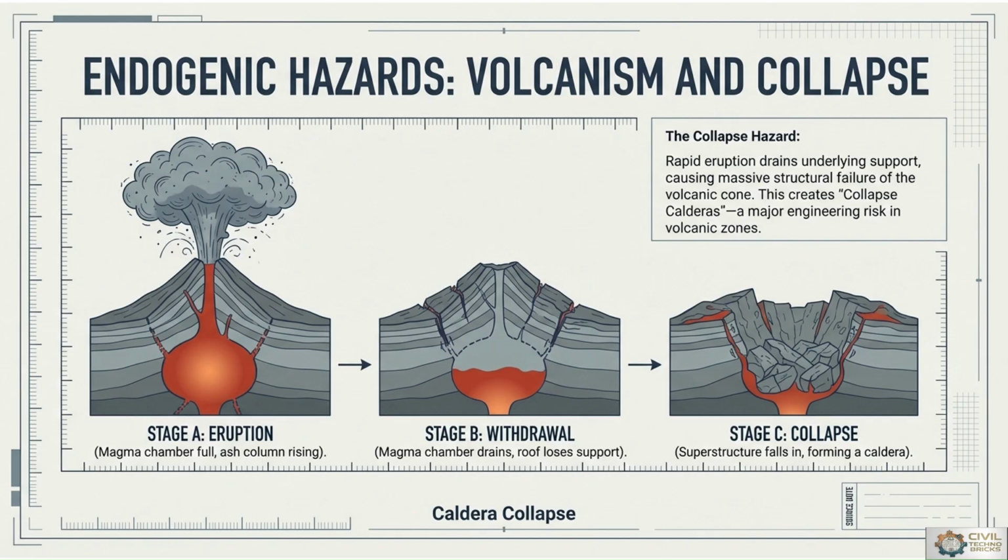So the collapse hazard: a rapid eruption drains underlying support, causing massive structural failure of the volcanic cone. This creates collapse calderas, which are a major engineering risk in volcanic zones, just like a caldera collapse.